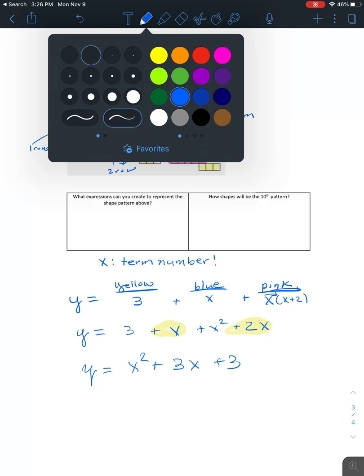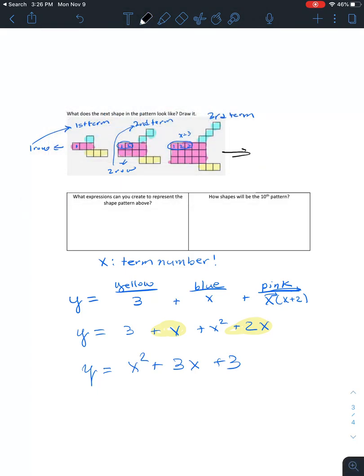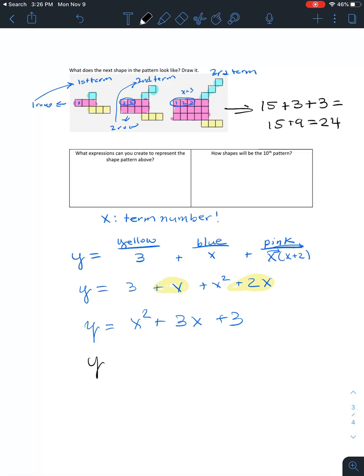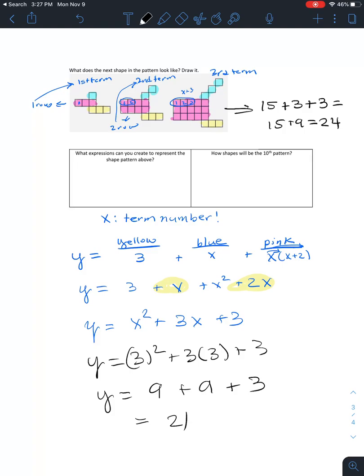And once again, we should never just leave our answer. We should check it. So I know I have 15 for the pink, plus 3 for the yellow, plus 3 for the blue. So in this one, I got 15 plus 9, which is 24. If I plug in a 3 here, I should get 24. Let's see if I did my math right. 3 times 3 is 9, plus 3. And I get 18 plus 3, which is 21.